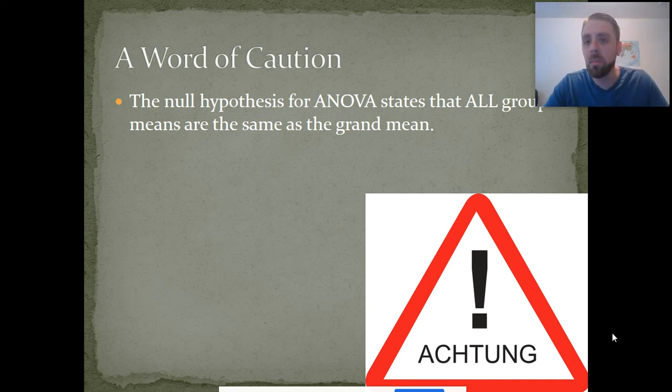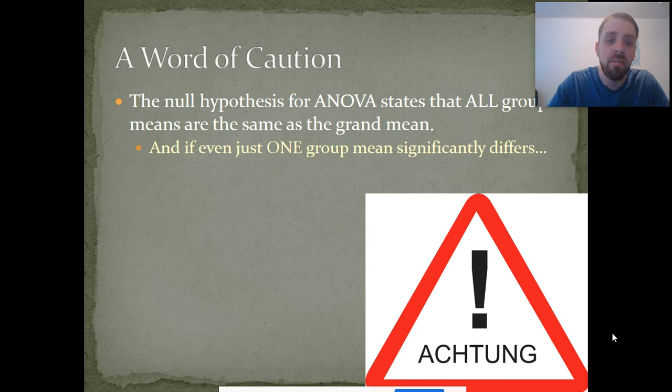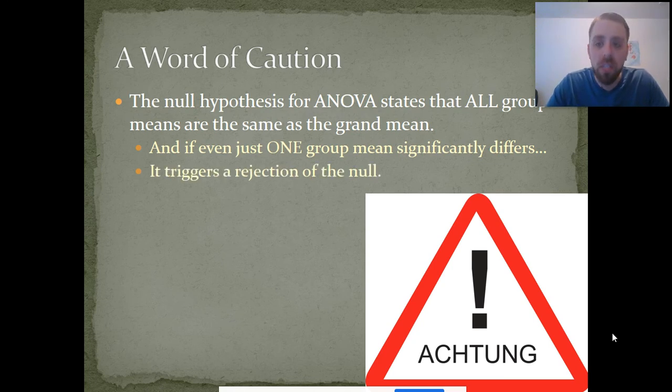It's very possible that the group means for a couple of the groups in an ANOVA problem will not significantly differ from each other. But if one of them does, then that might be enough to trigger a rejection of the null hypothesis, even if it's just one group mean. If that group mean is bizarre enough and different enough, that will tell you that, yeah, okay, there is a relationship between the grouping variable and the dependent variable.